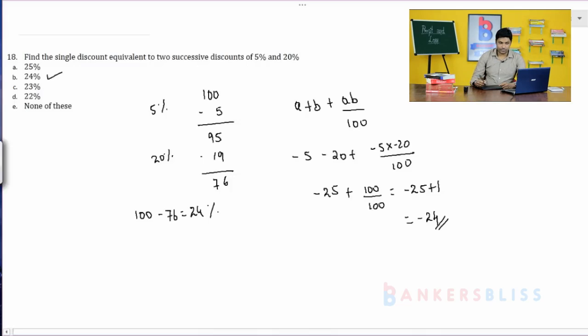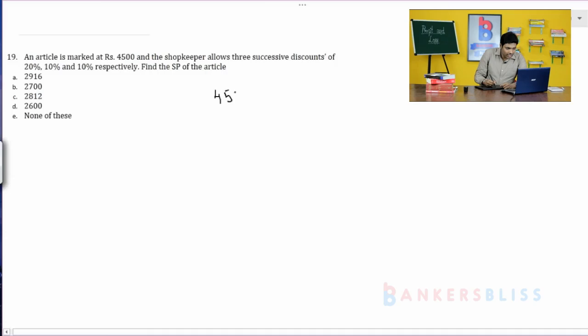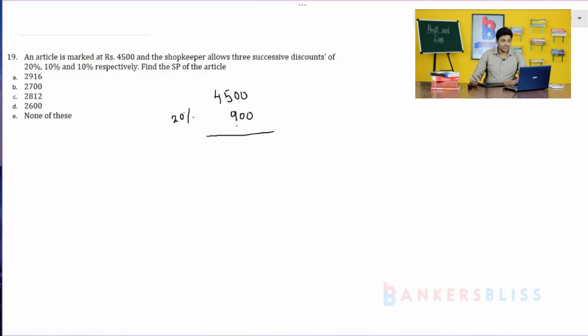Problem number 19. An article is marked at rupees 4,500 and the shopkeeper allows 3 successive discounts of 20%, 10% and 10%. Find the selling price. 4,500 is the marked price. For that they are allowing 20% off. 10% means 450, 20% means 900. So, if you subtract, you are going to end up with 3,600.